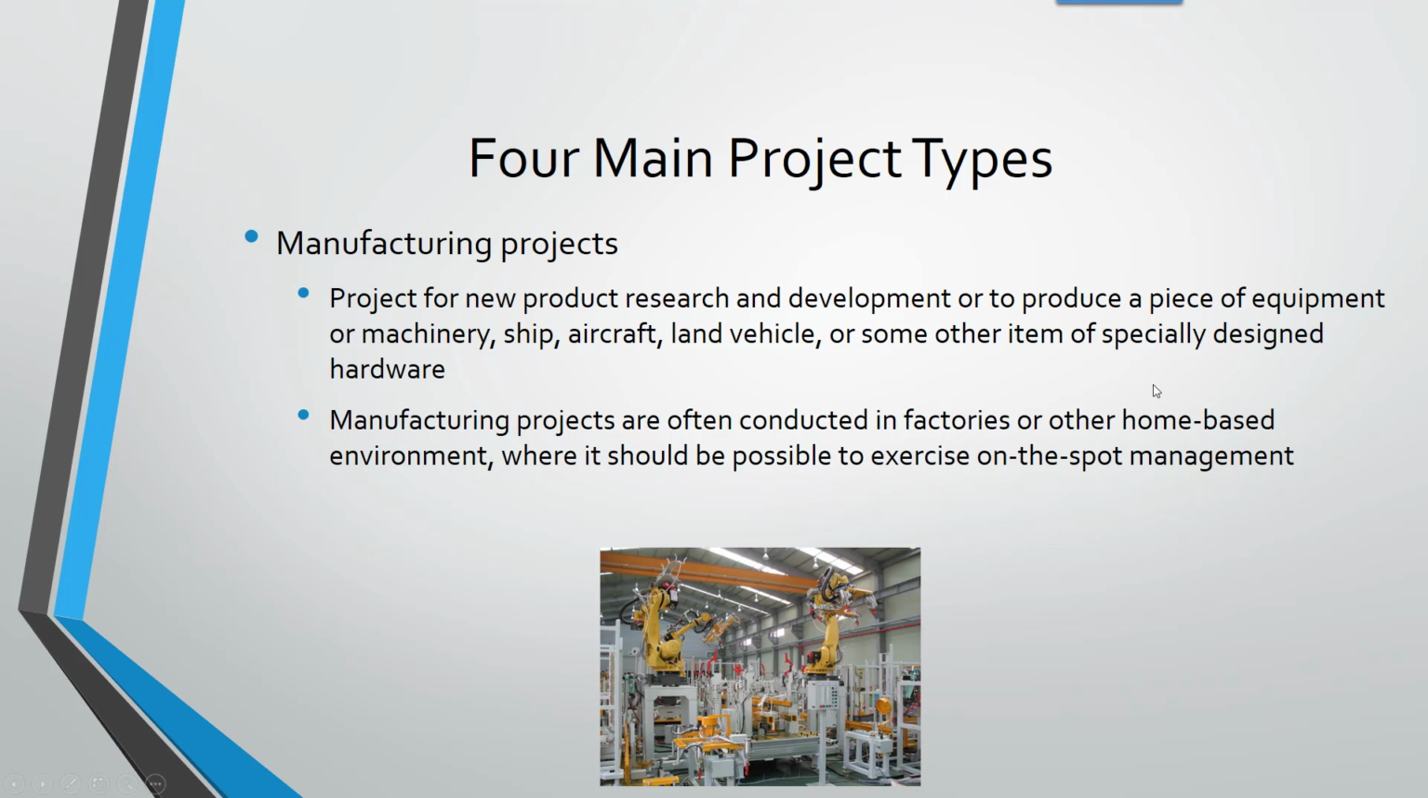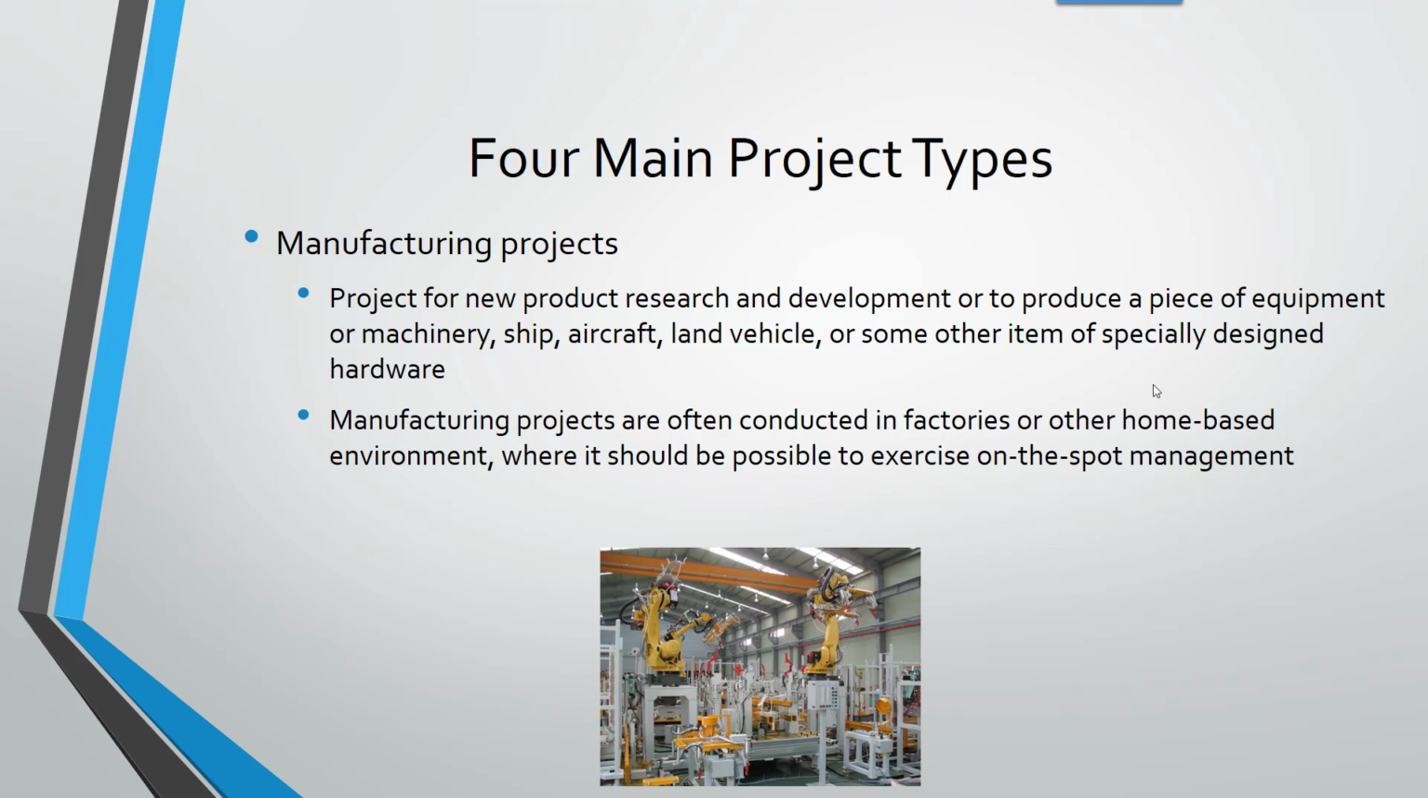Another type would be a manufacturing project. And so those are projects for new products that you could have to do research and development. That could be one aspect, or to actually produce or manufacture a product. You could have the manufacturing of the equipment that's going to make other parts, the tools, tool design, that type of thing. Ships, aircraft, land vehicles, any kind of item that has specially designed hardware.